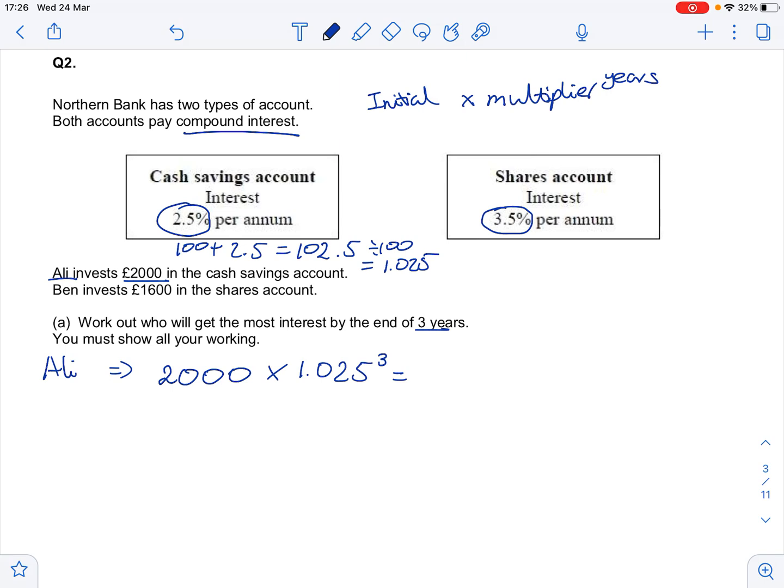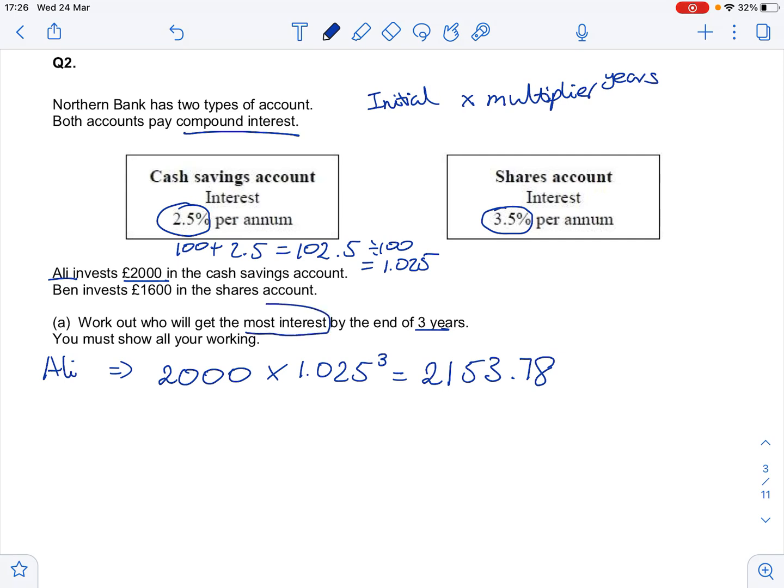Type into your calculator, so we know how much Ali will get at the end of 3 years. So 2,000 times 1.025 to the power of 3. So we have 2,153.78. So that's how much will be in Ali's bank account at the end of 3 years.